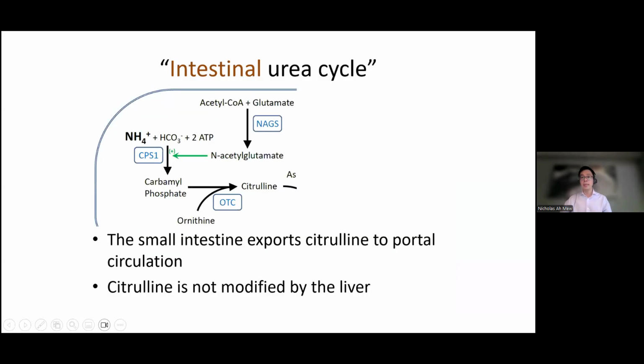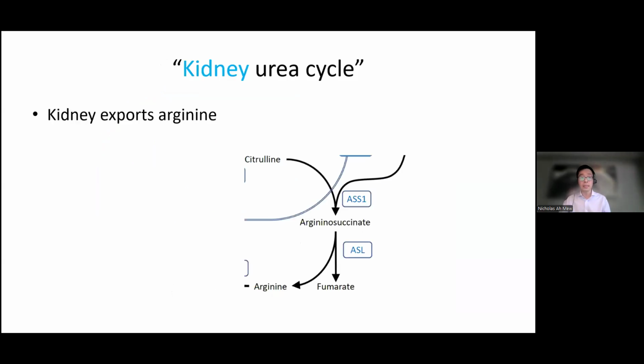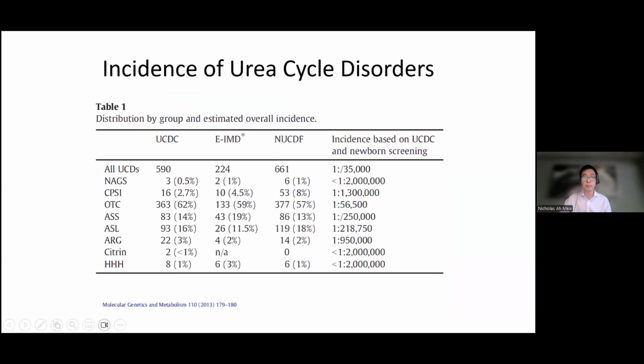So what that looks like is that there's an intestinal urea cycle where the goal strictly is to make citrulline, which then gets exported from these intestinal epithelial cells into the portal circulation. Citrulline is not modified by the liver, so it goes through first pass and then goes into circulation, where it then goes to the kidneys, which are primarily responsible for the biosynthesis of arginine in humans. So the kidneys have these 2 other enzymes, ASS1 and ASL, where it makes arginine.